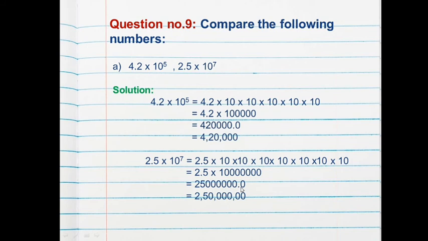So now we have to compare which one is greater. So observe here which number is greater. So here 2 crore 50 lakh is greater than 4,20,000. So here we will write, since 4,20,000 is less than 2 crore 50 lakh, therefore 4.2 into 10 raised to the power 5 is less than 2.5 into 10 raised to the power 7.